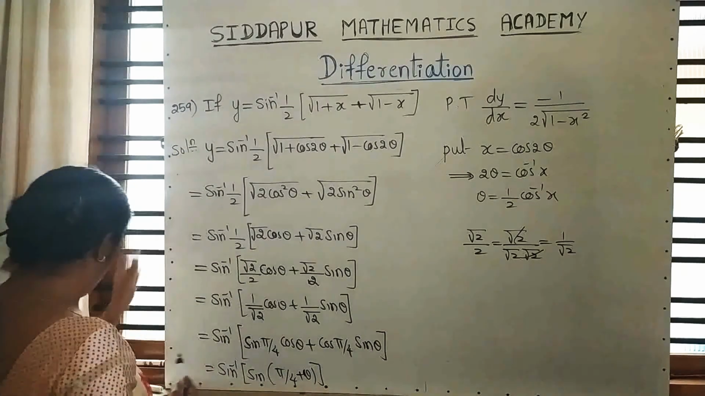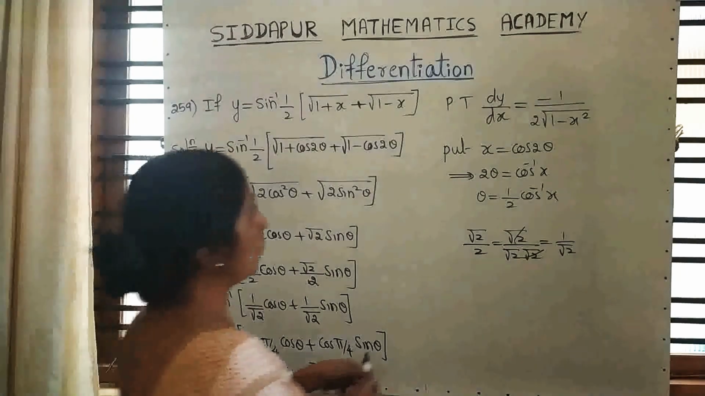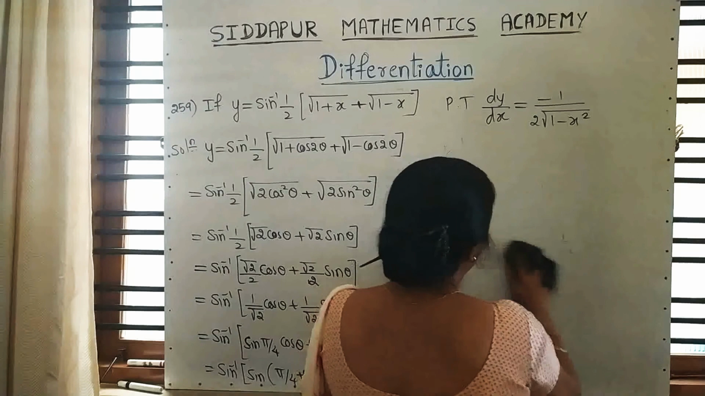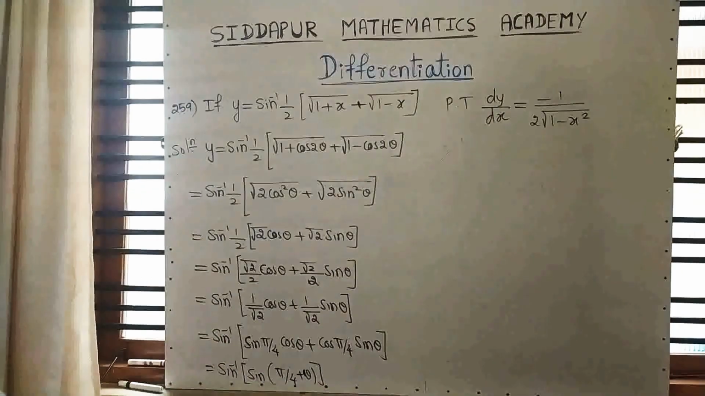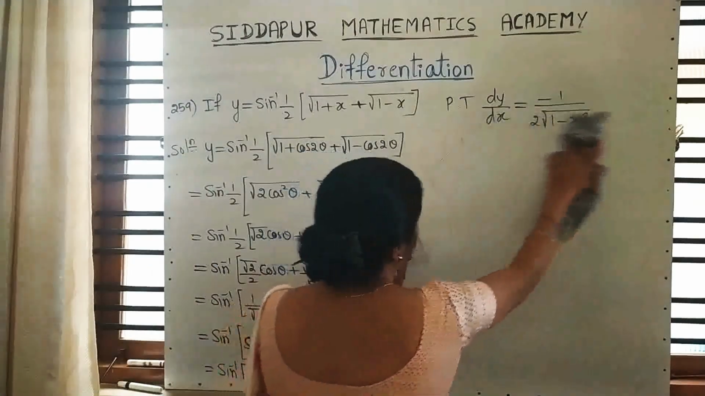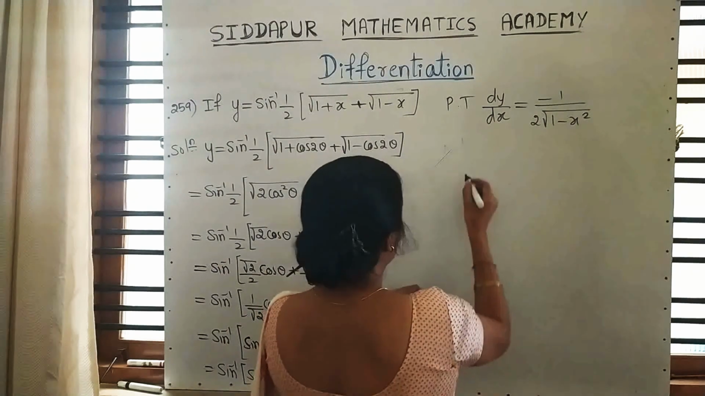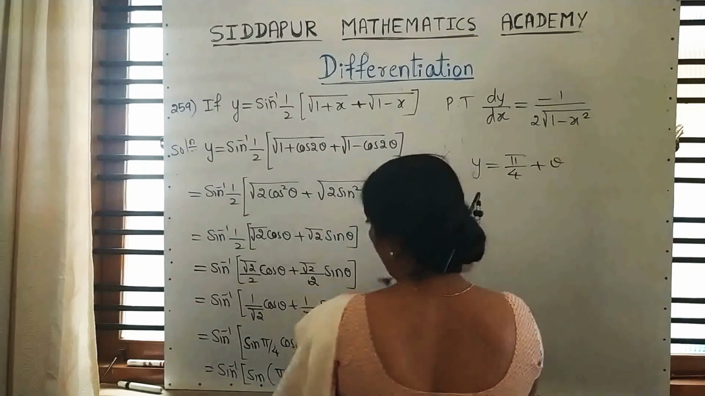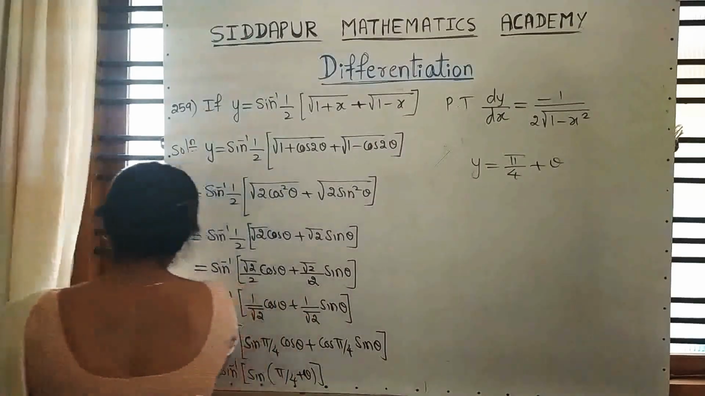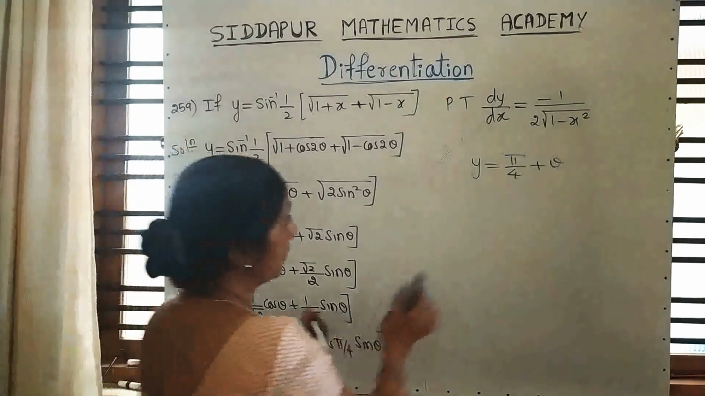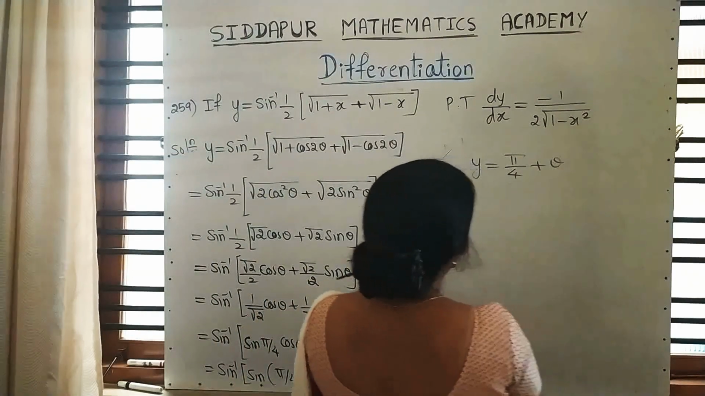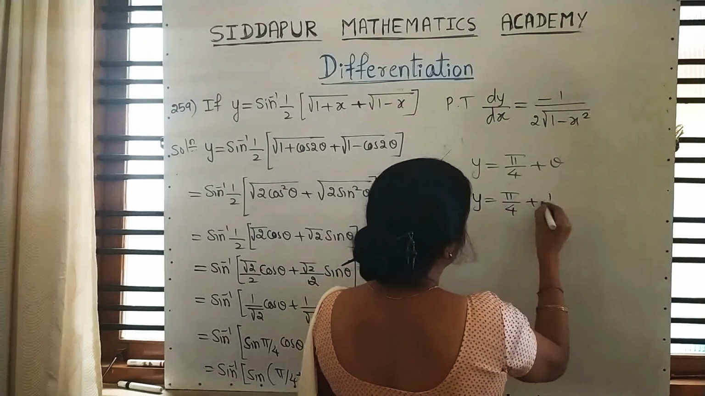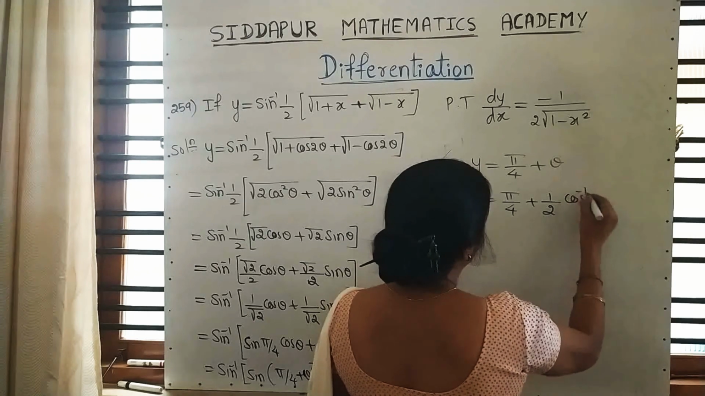Now sin inverse and sin get cancelled, leaving pi by 4 plus theta. Please remember this substitution. There is no place, that's why I cancel that. Now what is remaining? y is equal to pi by 4 plus theta is remaining. But what is theta? After substitution, you are familiar with this. What is theta? Pi by 4 I kept as it is, and theta is 1 by 2 cos inverse x.